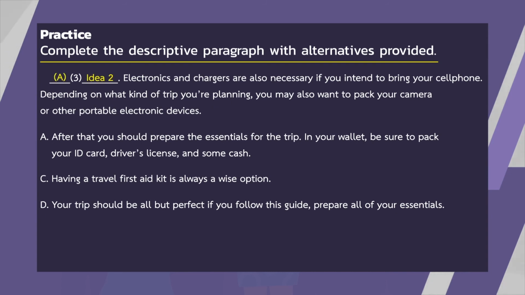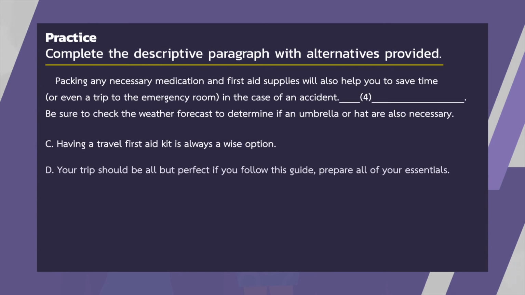because it has the words after that. Let's read the example: After that, you should prepare the essentials for the trip in your wallet. Be sure to pack your ID card, driver's license and some cash. Here, after that serves as the order transition word to show sequence, and it tells us what essentials to prepare, such as an ID card, a driver's license, or cash. Okay, move to the fourth item. Packing any accessory, medication and first aid supply will also help you to save time or even a trip to the emergency room in the case of an accident. Blank. Be sure to check the weather forecast to determine if an umbrella or hat are also necessary.